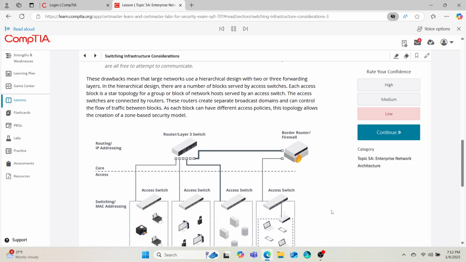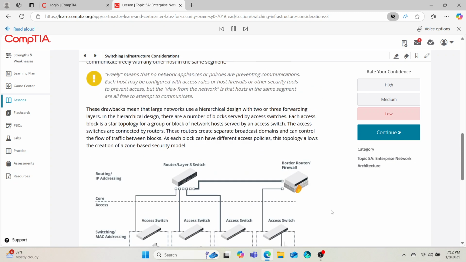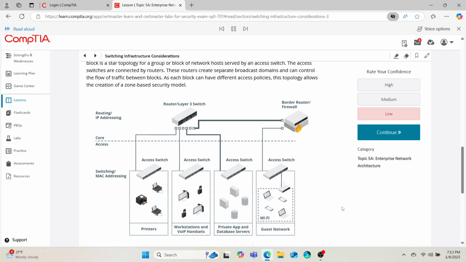Description: The hierarchical structure includes routing or IP addressing, core, access, and switching or MAC addressing. A router or layer 3 switch is connected to a border router or firewall and to the 3 access switches. The first access switch is connected to printers, the second is connected to workstations and VoIP handsets, and the third is connected to the private app and database servers. The border router or firewall is connected to an access switch which is connected to a Wi-Fi access point, which, in turn, is connected to the guest network. Network with a basic hierarchical structure.